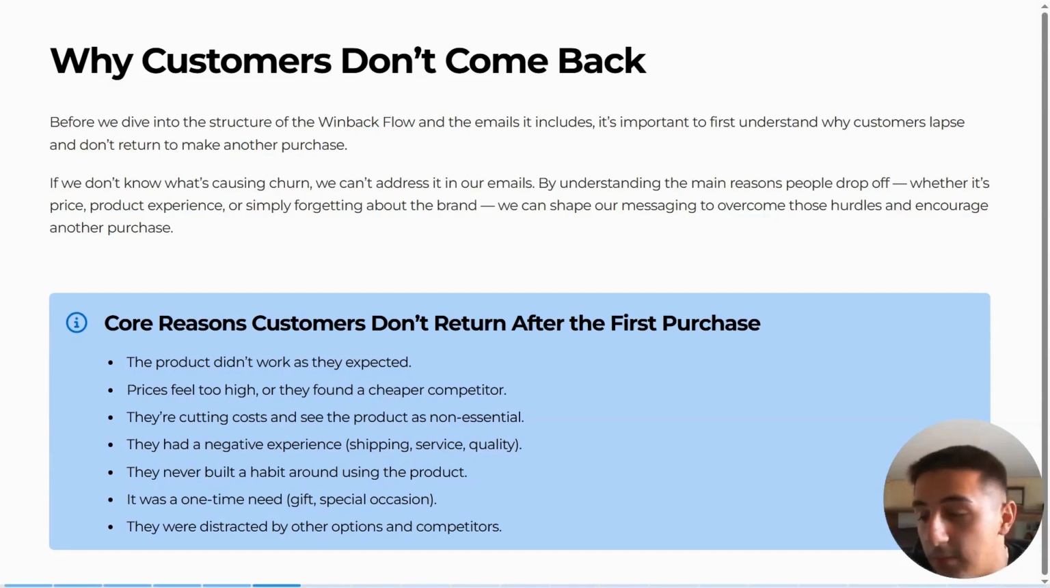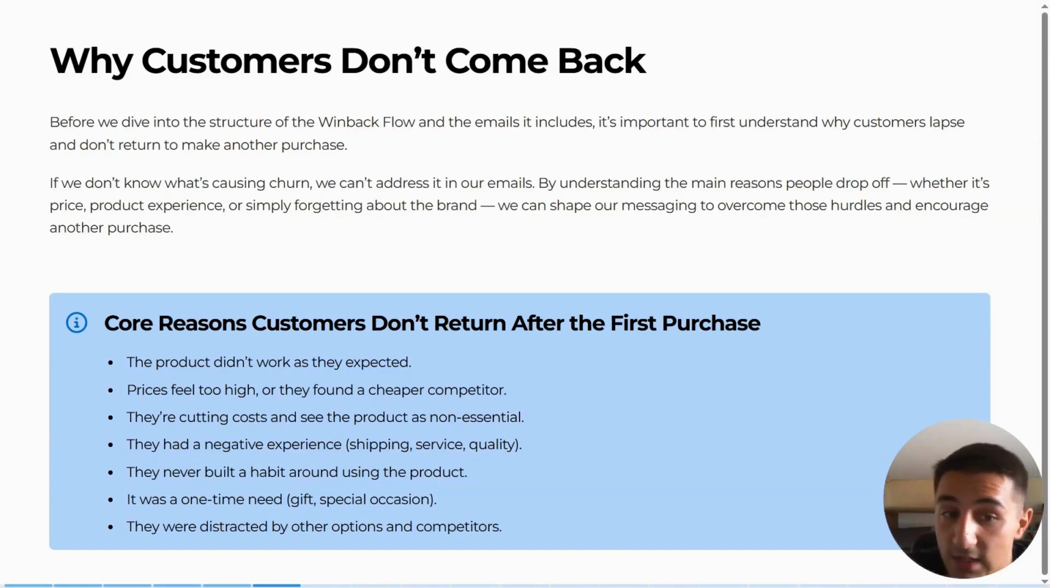So here are some of the main reasons customers don't always come back after their first purchase. First, the product might not have worked the way they expected, so maybe the results didn't match the promise, so they moved on. Second, price can be a big factor. Either they feel it's too high or they find a cheaper competitor. Third, sometimes people are just cutting costs. If your product feels non-essential, it's one of the first things they'll drop. Fourth, they might have had a negative experience. Maybe shipping took too long or customer service didn't meet their expectations.